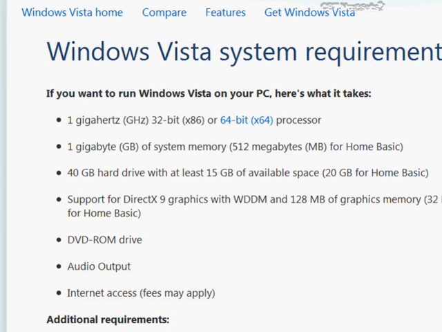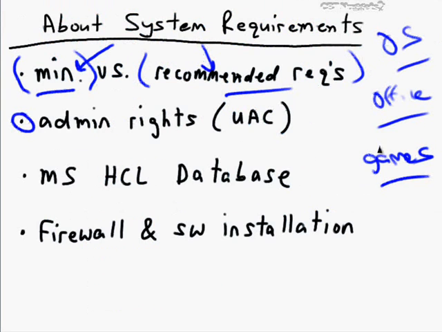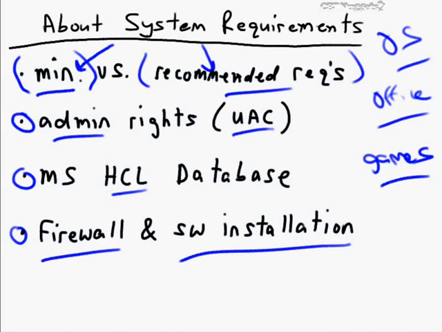That's food for thought. We talked earlier about administrative rights, that typically, and as it should be, whether it's in Windows User Account Control or Mac OS X Elevation or Linux Elevation, standard users are not allowed to install software. You have to be an administrator. We've also talked about the Microsoft Hardware Compatibility List database, and then the importance of firewalls and how they can sometimes conflict with software installation.